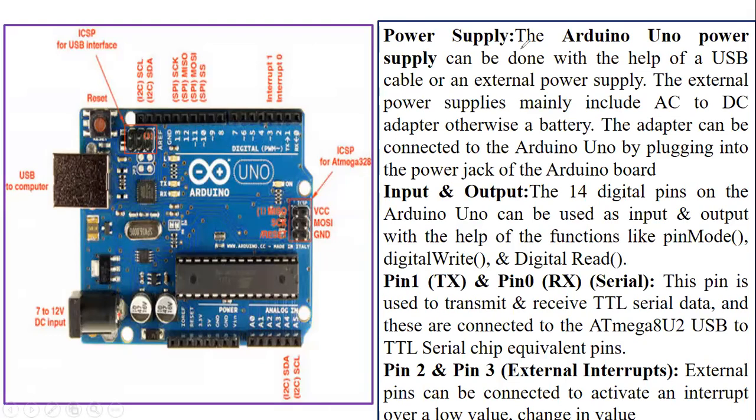Here you can see first, power supply. So the Arduino Uno power supply can be done with the help of a USB cable or external power supply. Here you can see USB to computer. You can connect this board to the computer using a USB cable for power, or you can use an external power supply. It may be an AC to DC adapter, otherwise a battery.